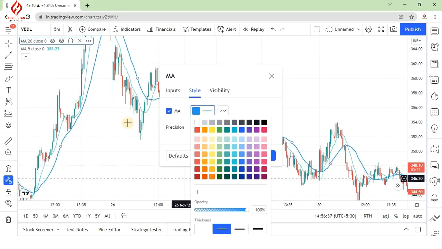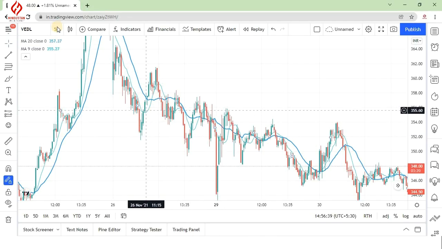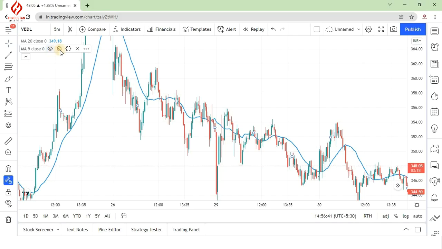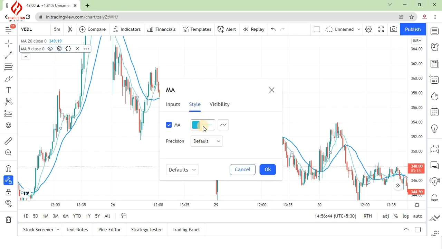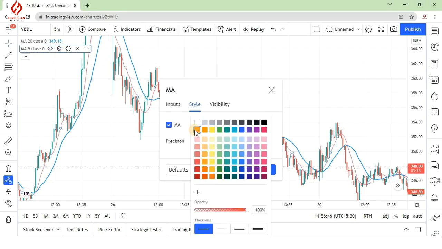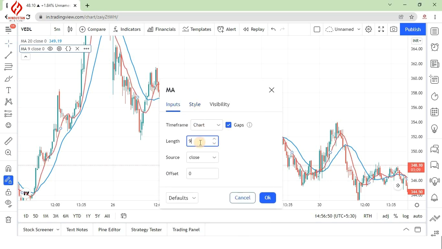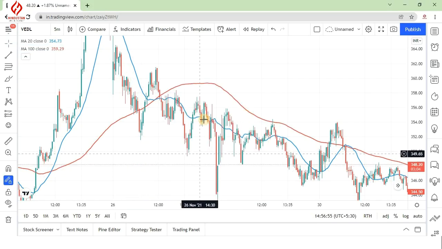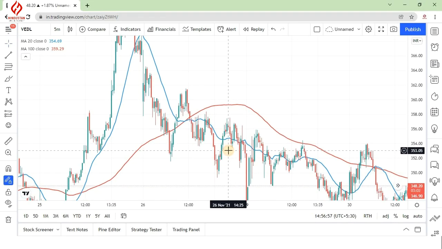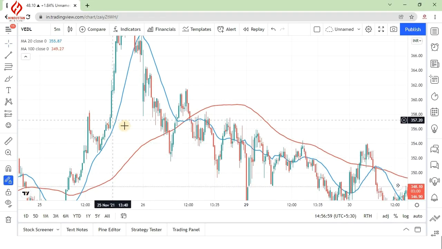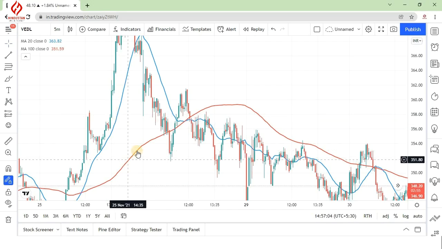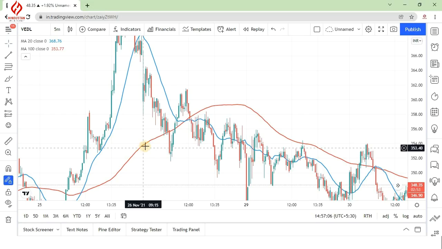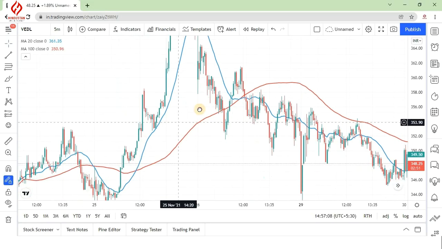Let it be more visible. Okay. And the second one, I will make it red color and 100 moving average. Okay. So here we are using two moving averages. The blue colored one is the short period moving average, that is 20-day moving average, and the red color one is the long period moving average, that is 100-day moving average.